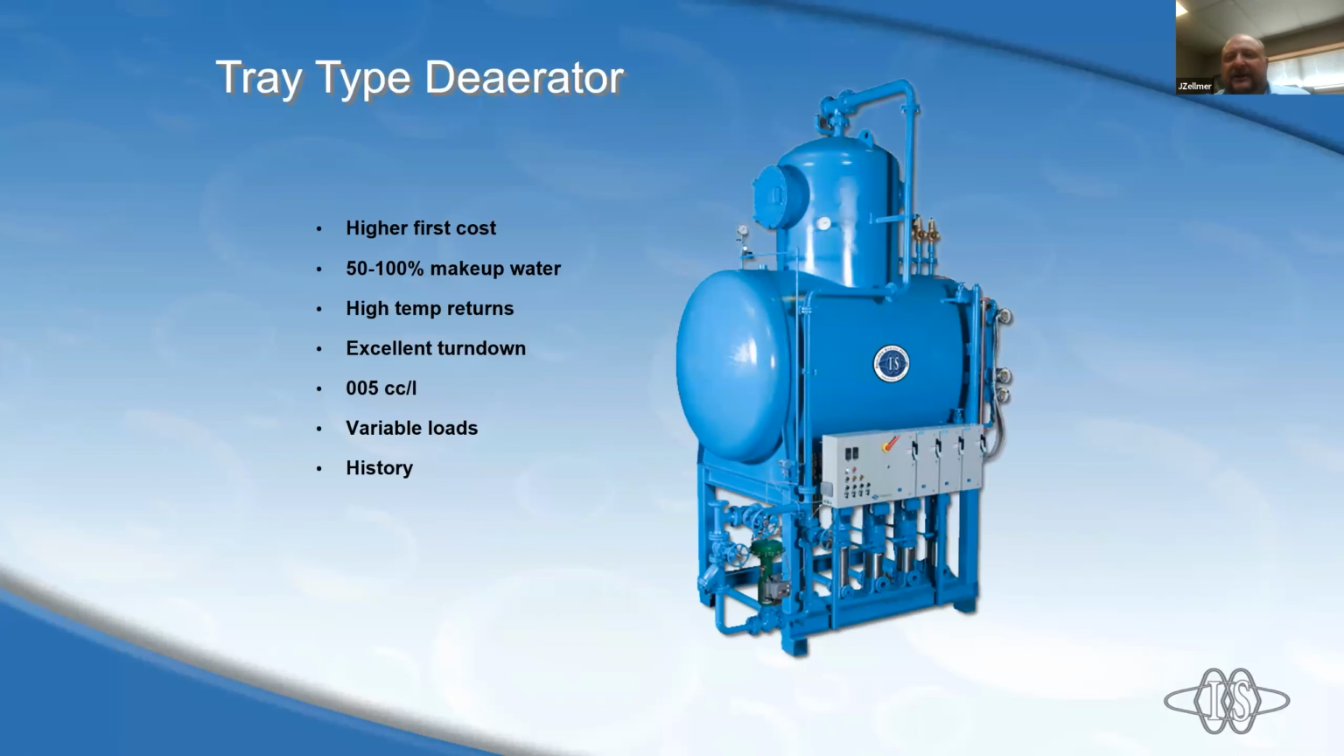Here's kind of what the general deaerator is going to look like. The biggest difference is that we've got a dome up here to house those trays. So obviously it's a higher first cost than what your jet spray is going to be. However, we can take a little bit more variance, as I said: 50% makeup water, higher high temp returns. We can utilize that flash, excellent turn down, variable loads. And like I said, it's probably one of the most common deaerators out there with the most history.